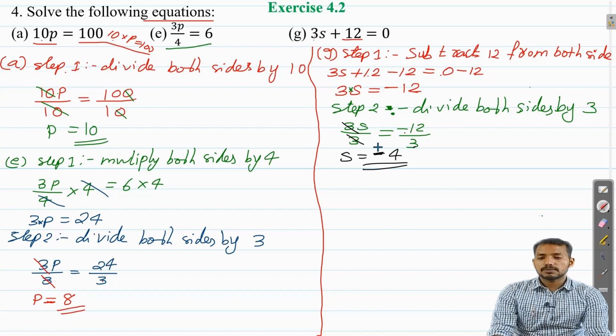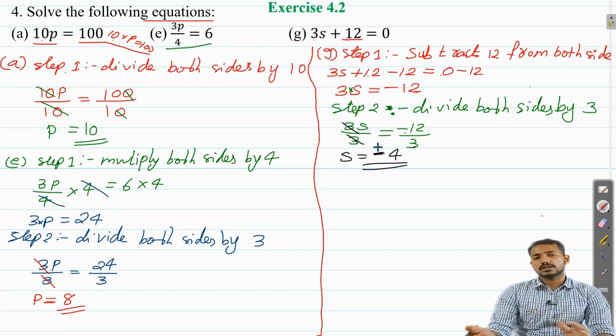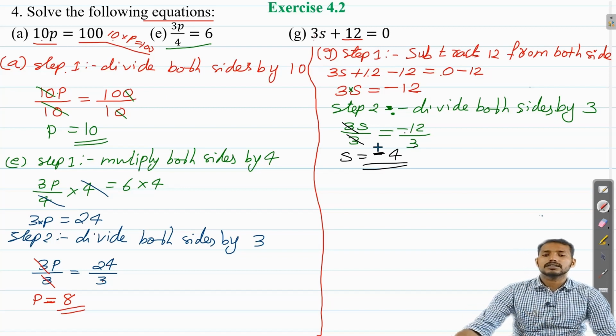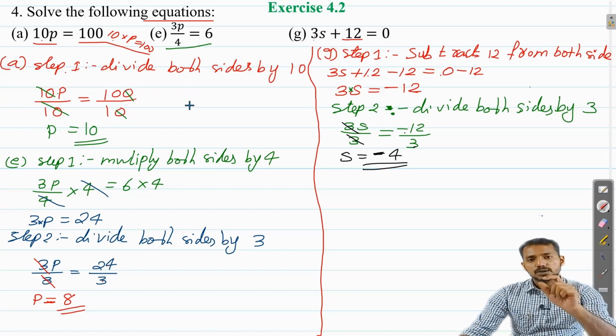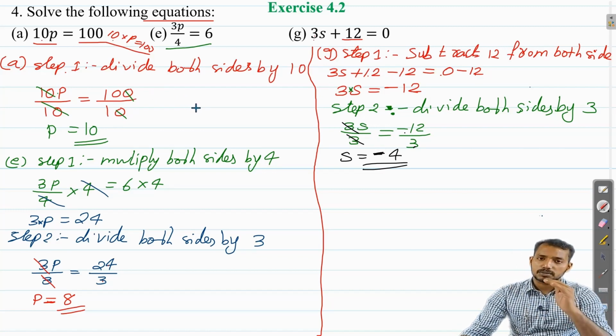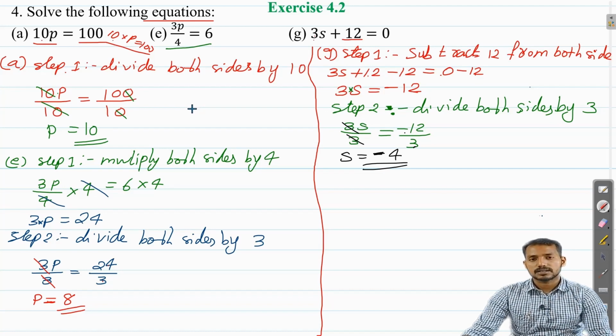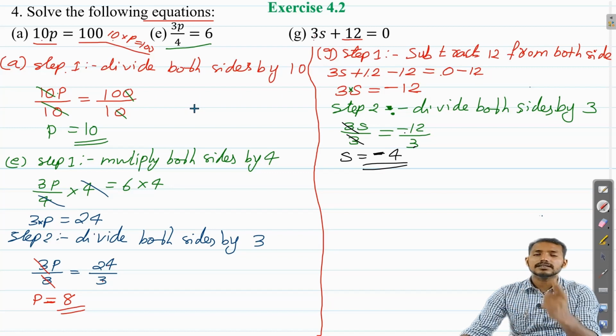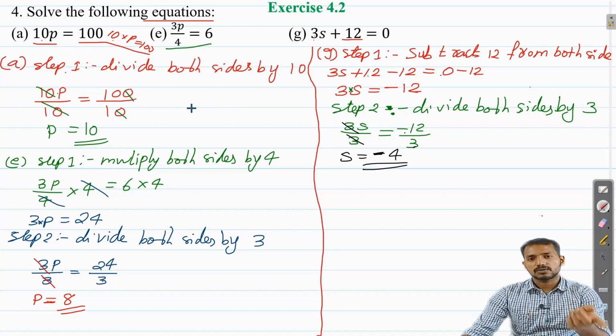So let's sum up these things. What we need to do to solve the equation by this method is, if a number is added to the term which consists of the variable, then subtract the same number from both sides. If it is subtracted, then add the same number to both sides. In case of addition, you need to do subtraction. In case of subtraction, you need to do addition.